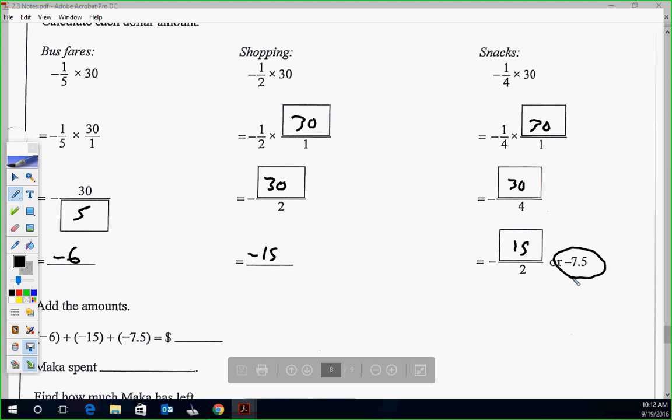So to figure out how much she spent total, we add those three up. Negative 21, negative 28.50. That's how much money she spent. So then how much money does she have left? She has $1.50 left. Yep, $1.50 is all she's got left. She can't even barely get a soda. Yeah, she didn't really save her money very well.